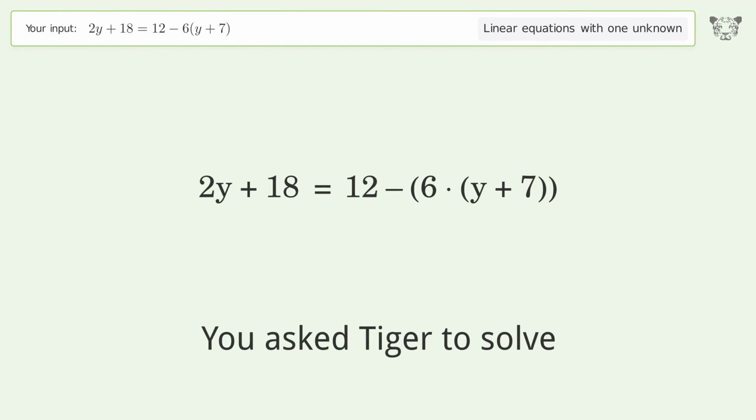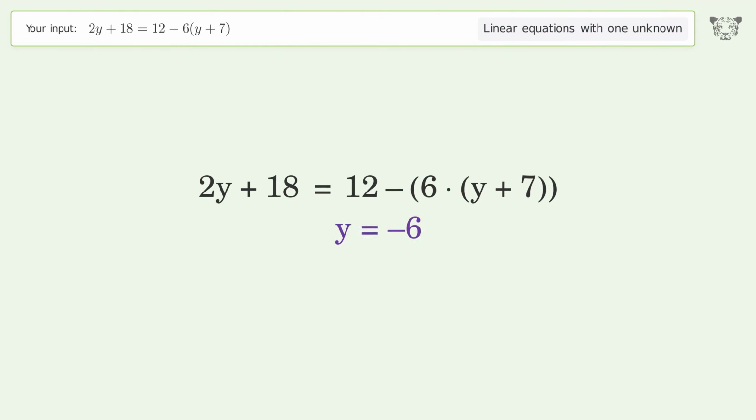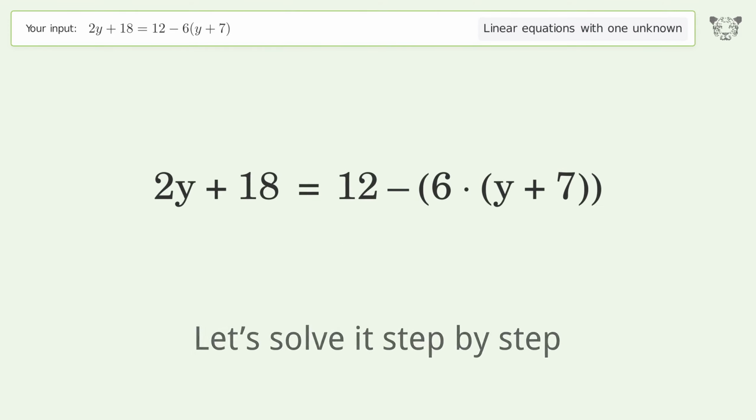You ask Tiger to solve this. This deals with linear equations with one unknown. The final result is y equals -6. Let's solve it step by step.